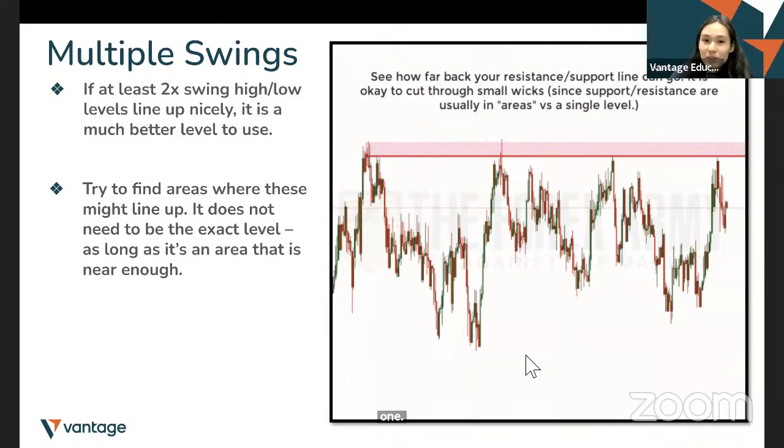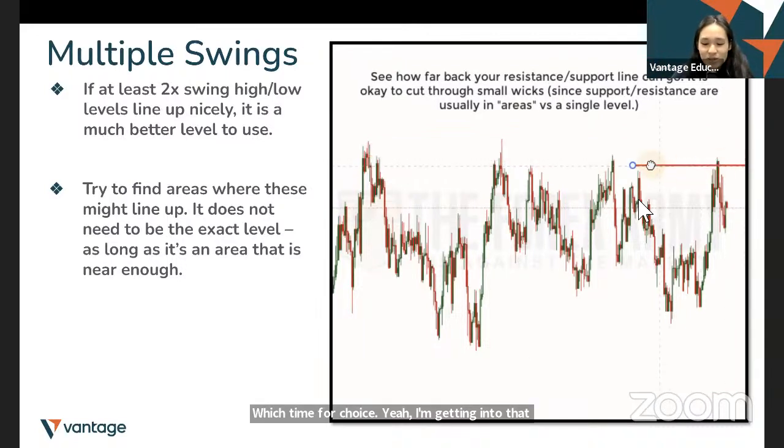Which time frame should we use? Yeah, I'm getting into that. Just a few more slides.